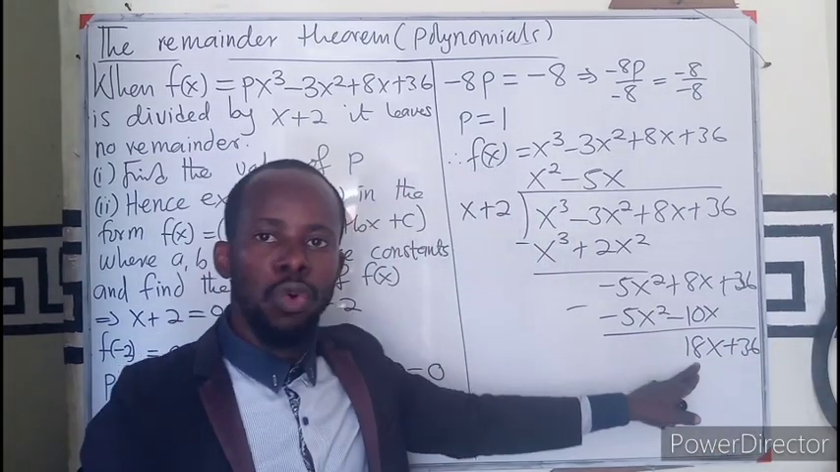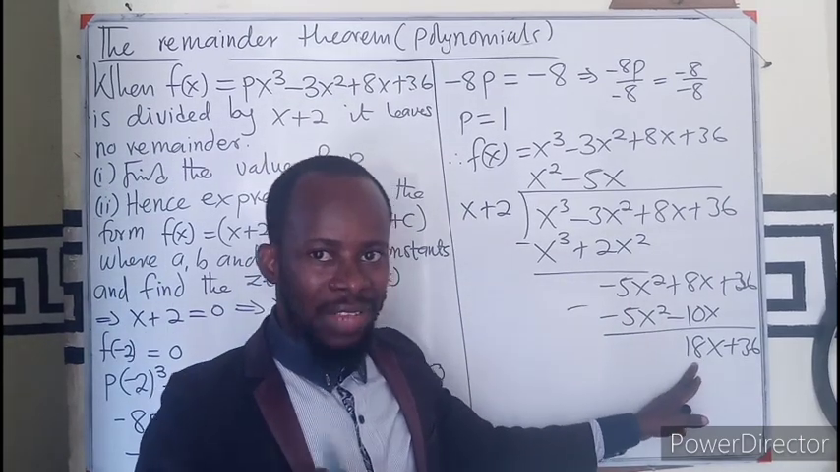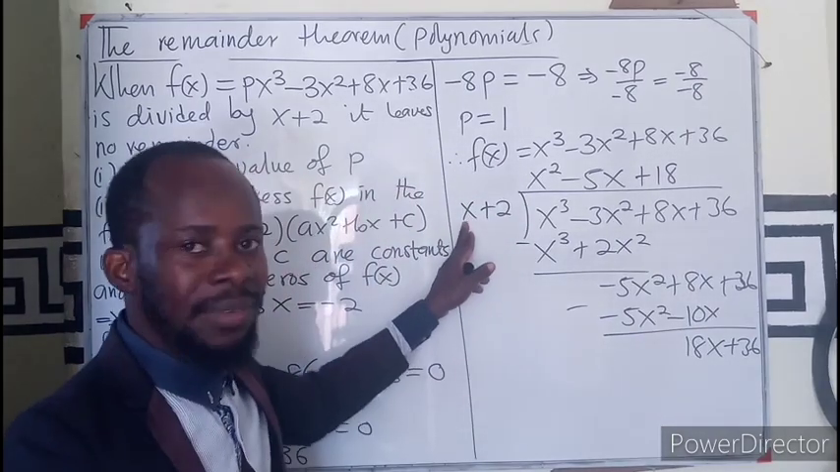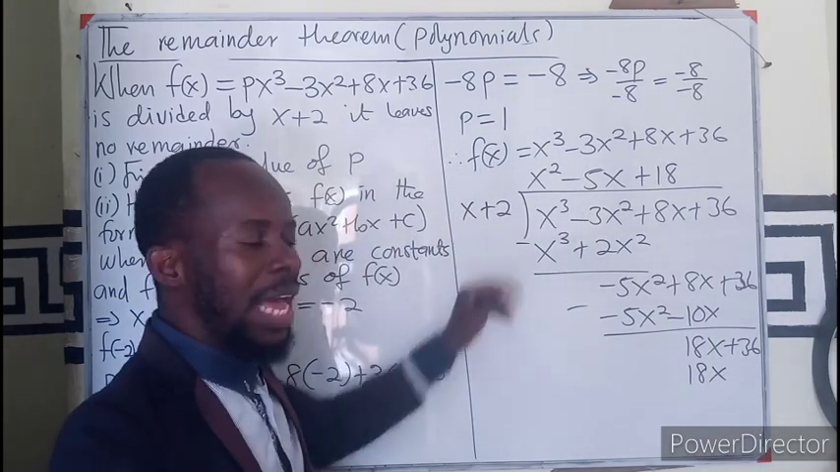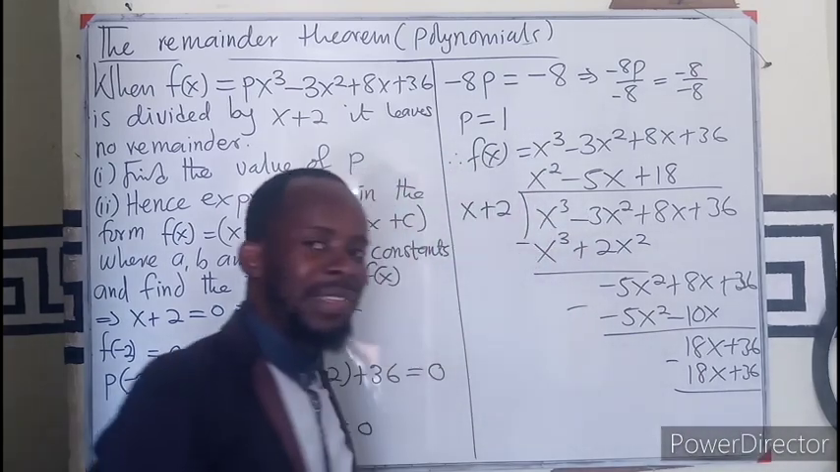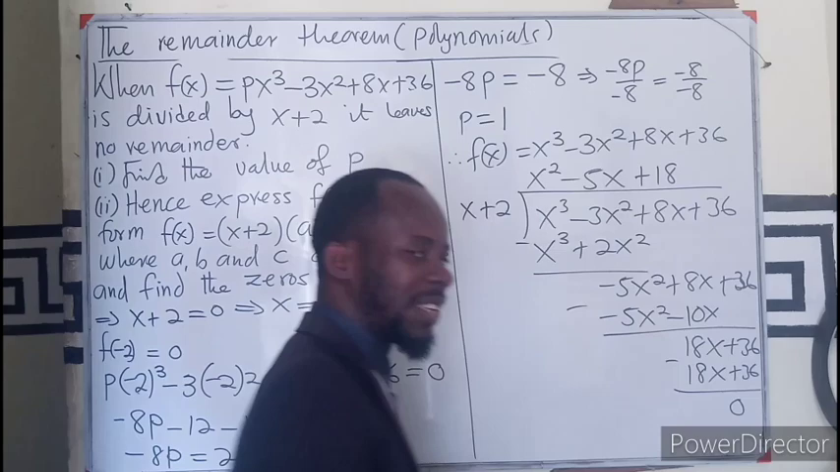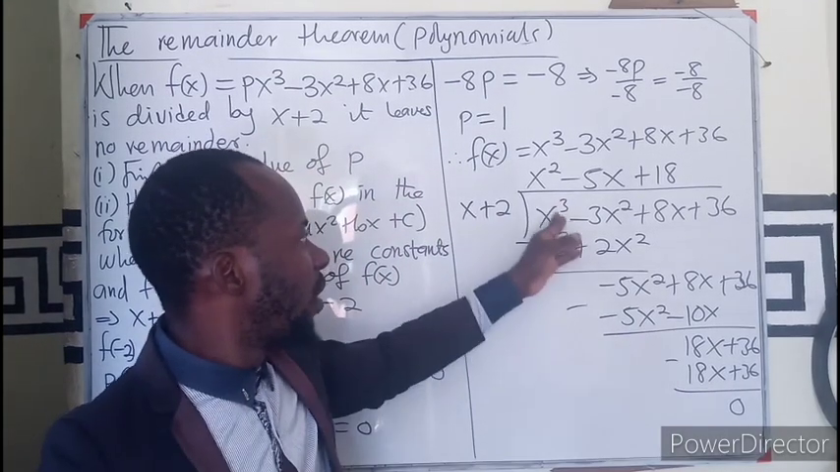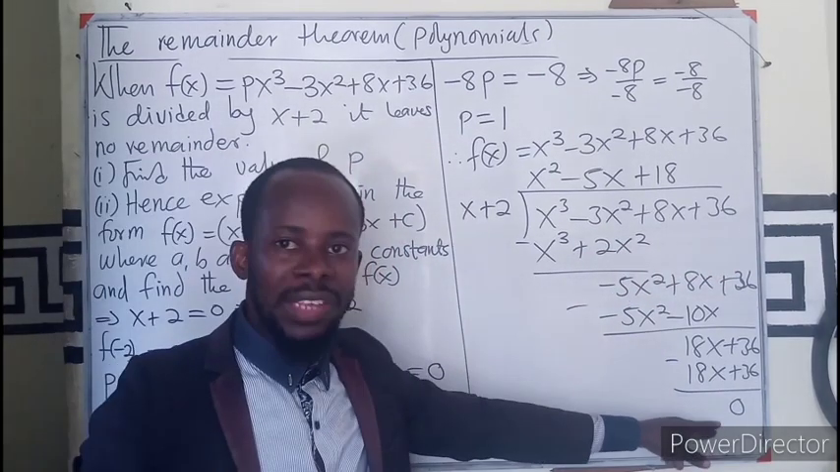Bring down your 36. This becomes your new dividend. X into 18x, the x will cancel, giving you only 18. 18 times x is 18x. 18 times 2 is 36. So 18 minus 18 is 0, 36 minus 36 is 0. So we can see that truly x plus 2 is a factor of this function. That is why it leaves no remainder, as we are seeing.